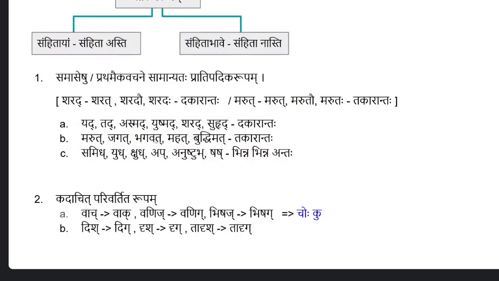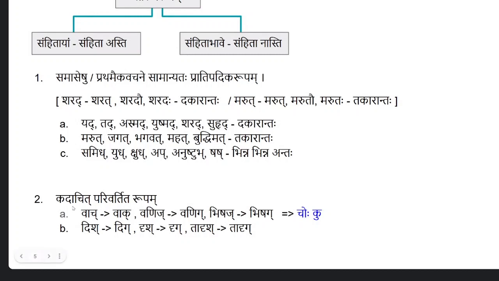So Marut, Jagat, Bhagavat, Mahat, Buddhimat are all Takaranta. Then Sumidh, Yudh, Shuddh are Dhakaranta. Up is Pakaranta. Anushtup is Bhakaranta. And Shash is Shakaranta. So all these are different endings. Any sandhi having these, like Sharat Kala, will always start with Sharad. And Mahad plus Akanksha, Mahadakanksha, but you will have to start with Mahat only because it is the Pratipadikam. So usually it will be the Pratipadikam in case of Samasa and Pratamaika Vachane.